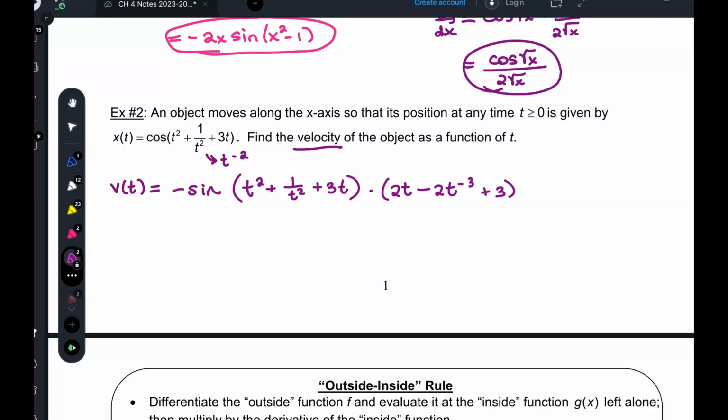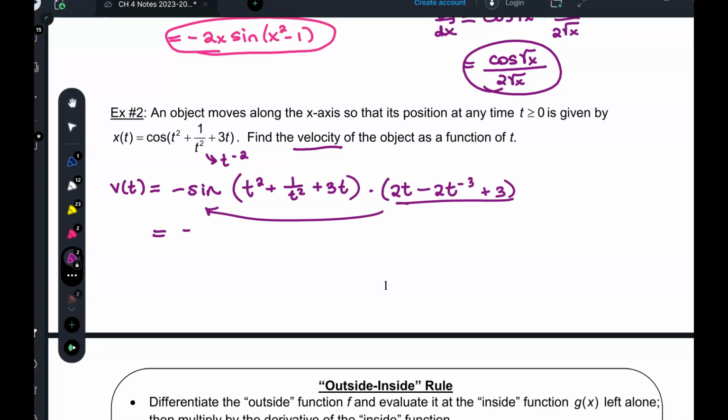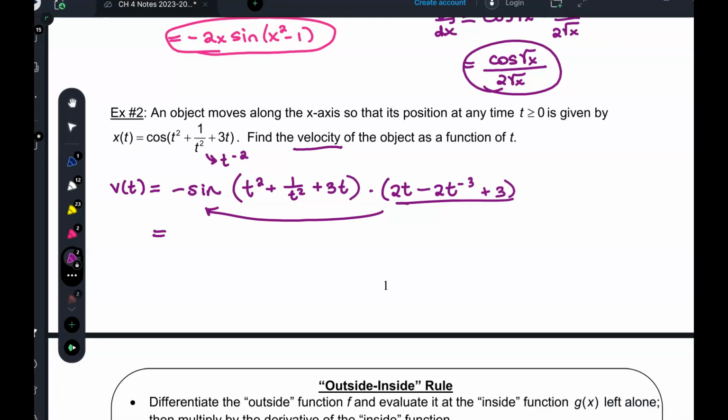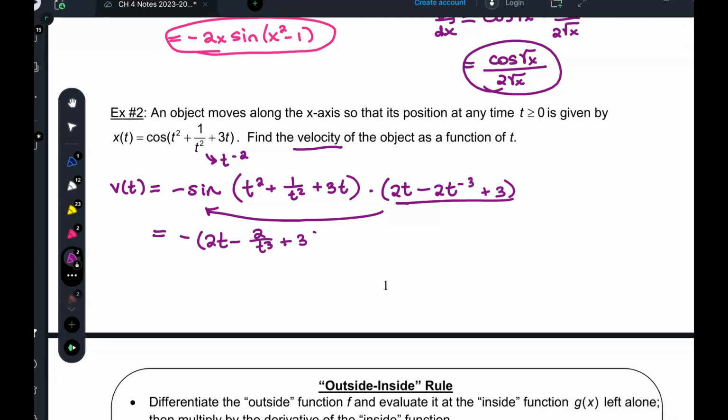Again, so move the negative 2 to the front. So there's not much I could really do with this. I'm just going to move this part to the front. Again, I don't want to accidentally think that I'm multiplying these two together. So I have negative 2t minus 2 over t cubed plus 3.